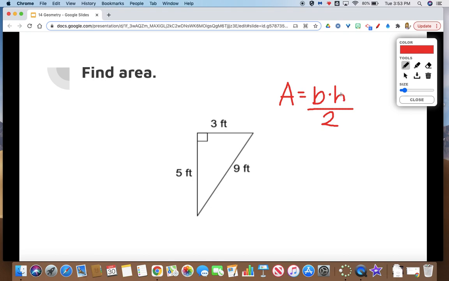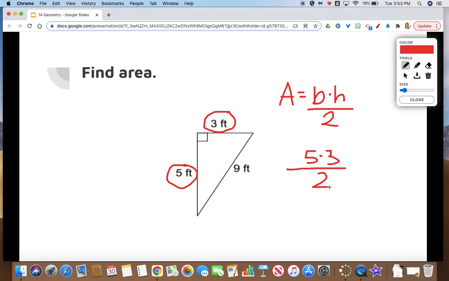Remember that base and height on figures with slanted lines, we're going to look for our two lines that make the 90 degrees. Can you spot the two lines that make the 90-degree angle? 5 and 3. So those are my base and height. We're going to plug those in, multiply and then divide by 2. Try that now on your calculator. Let's see if we get the same thing.